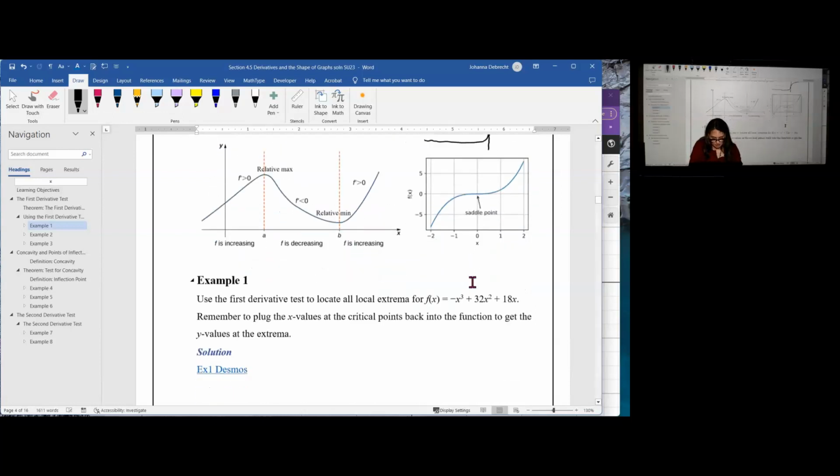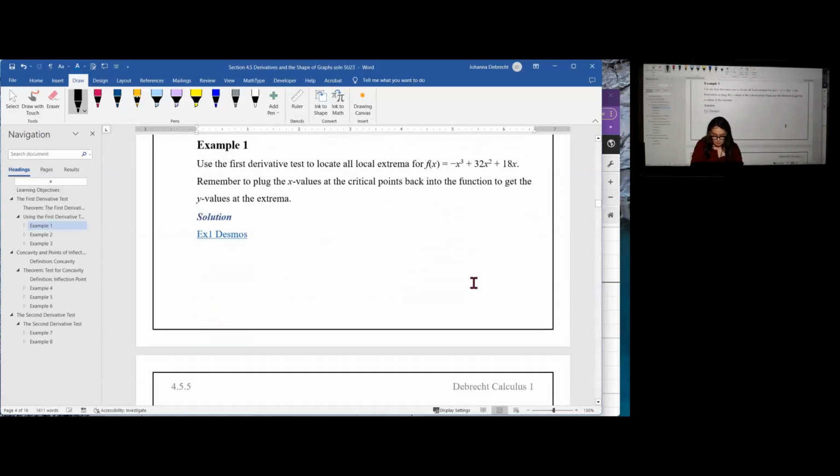Let's take a look now at example 1. In example 1, we want to use this first derivative test to locate all of the local extrema for this function. It's a cubic, which means it's a polynomial, so it's definitely continuous. The requirement to use the first derivative test is that it's continuous over the domain that we're looking at, and that it's differentiable everywhere except possibly at critical points. Those critical points have to be in the domain of the function.